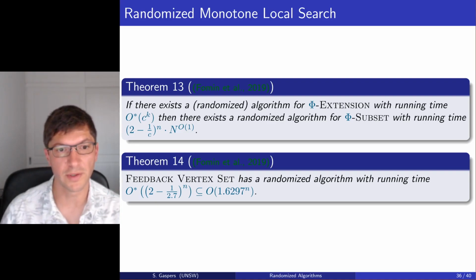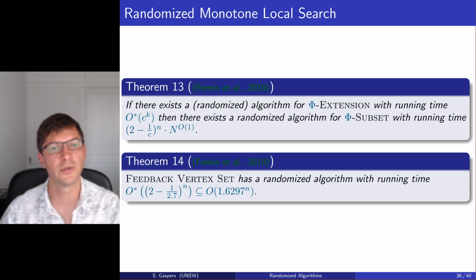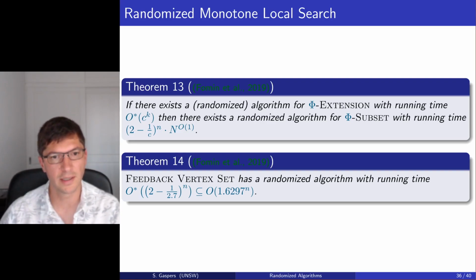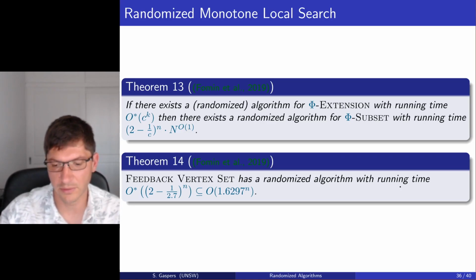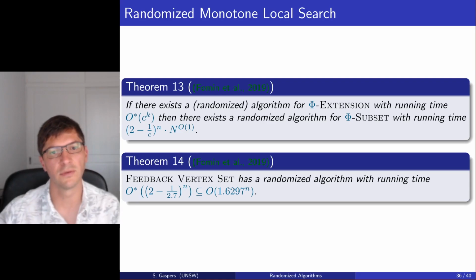So for feedback vertex set extension, we also have a 2.7 to the power k time algorithm, and that's why feedback vertex set now has a randomized algorithm with running time (2 minus 1 divided by 2.7) to the power n, and this is at most 1.6297 to the power n. So this is a big speed up.